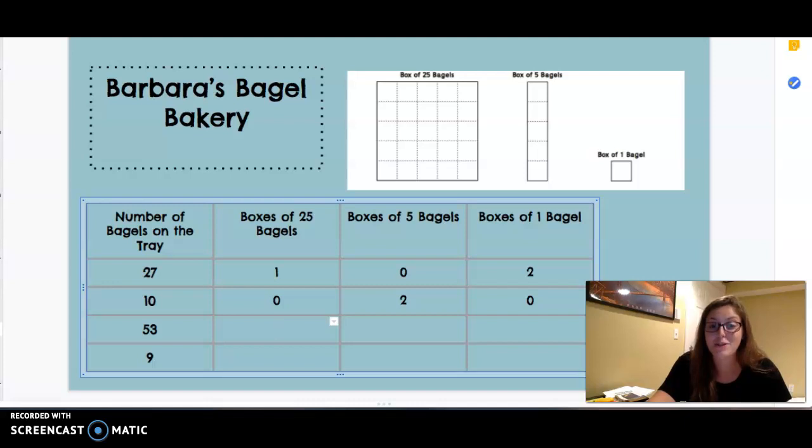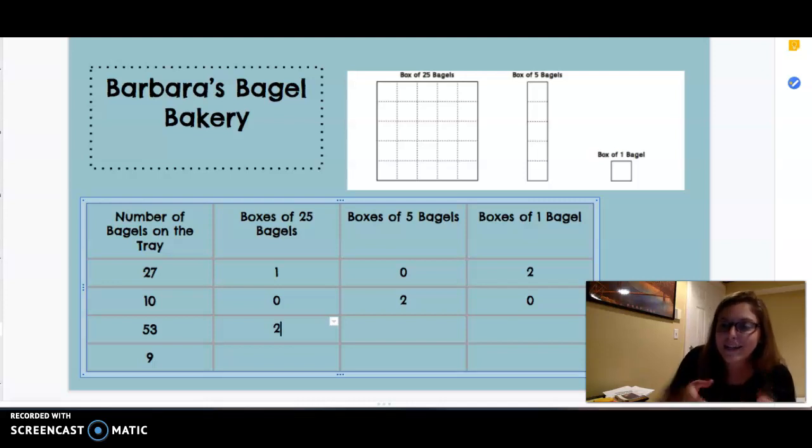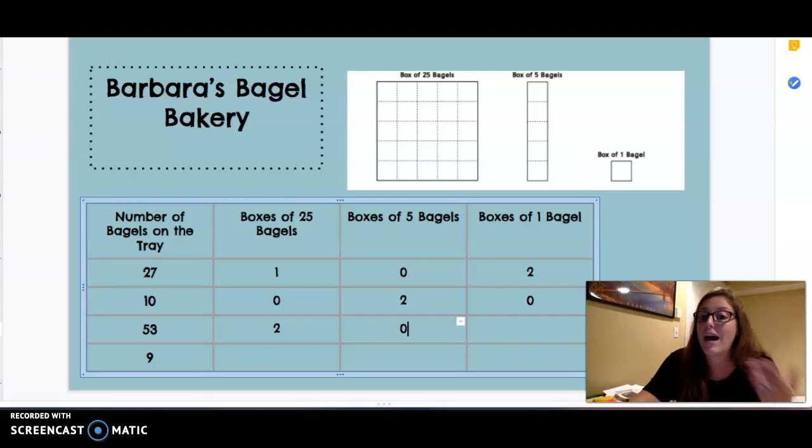All right, mathematicians, so let's take a look at how we're helping Bob out here. So if he has 53 bagels on a tray, we know that 25 and 25 is 50. So we could use 2 boxes of 25 to help Bob fill this tray. After I do that, with my 2 boxes of 25, I know I have 3 bagels left over. So I don't use any boxes with 5 bagels, but I would use 3 boxes of 1. 2 groups of 25, 3 groups of 1 is going to get me 53.